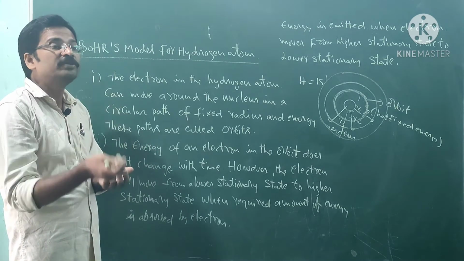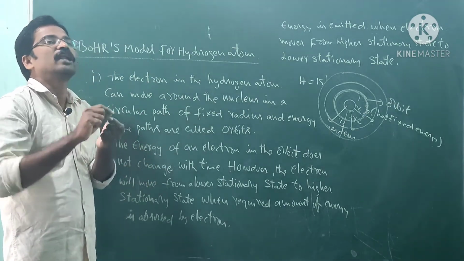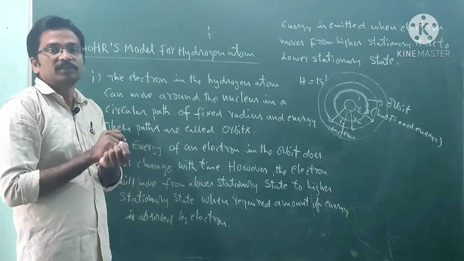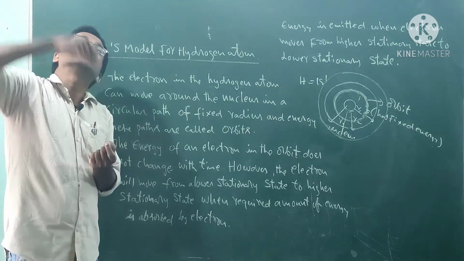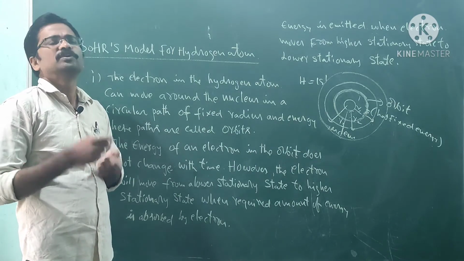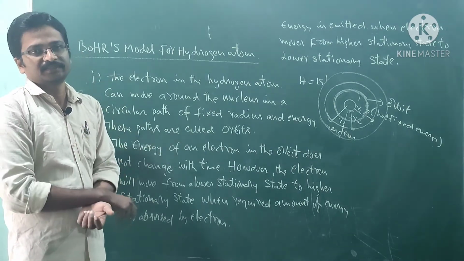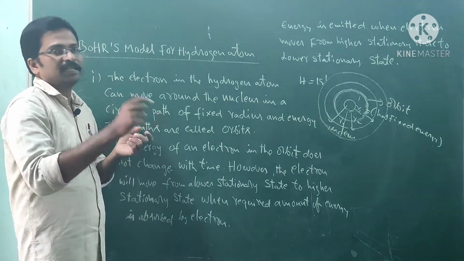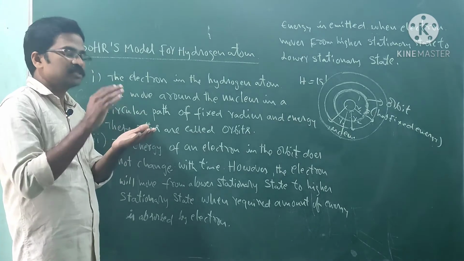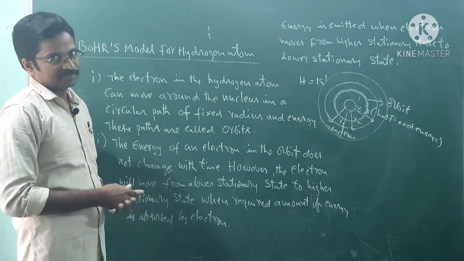Whenever you supply energy to an atom, the electron goes from a lower level to another level. If you supply more energy, then the electron goes to another higher level. So it depends on how much energy you supply. If you supply limited energy, it goes from one level to another level. If you supply more energy, it goes to another higher level. You can understand it like that.